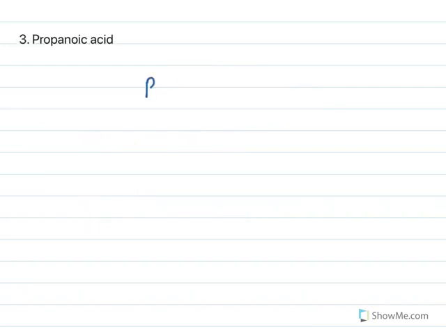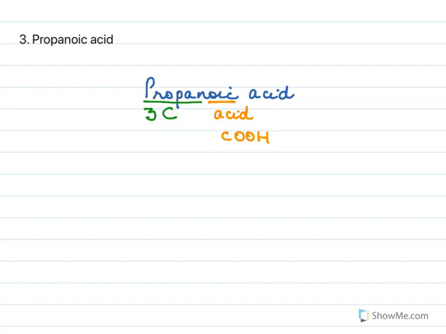Now for propanoic acid. Now it is OIC. OIC means it is an acid. And acid functional group is COOH. Now propane is 3 carbon. So this is a 3 carbon acid. So first we write the functional group. Functional group is, this you must know, COOH.